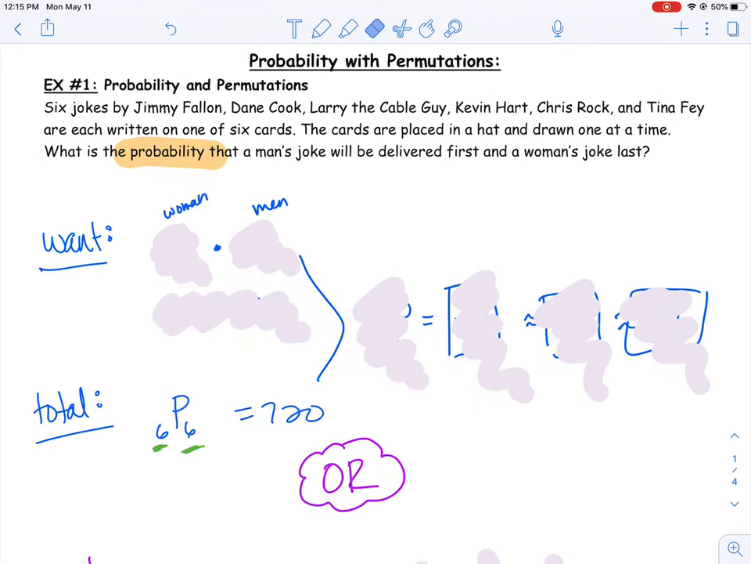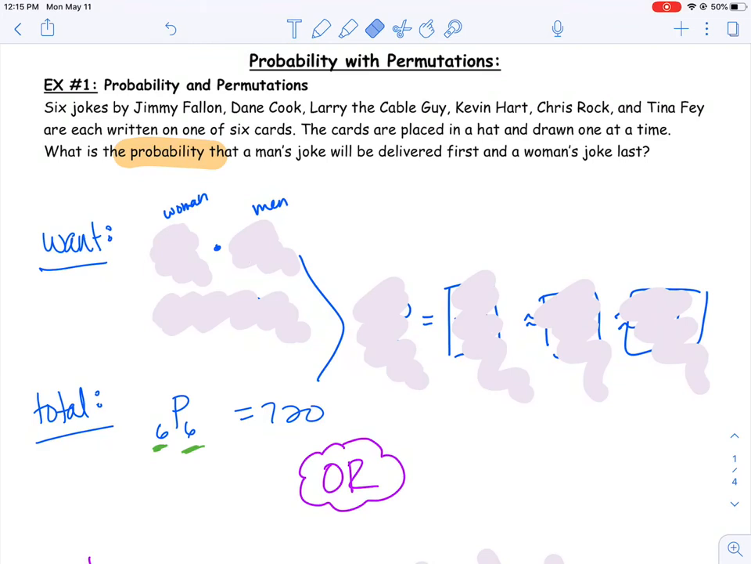Remember, we want the probability of a man's joke first and a woman's joke last. And so do you remember the bear example where we were picking bears to go to the different zoos and we wanted male bears and female bears? Well, this is the same type of idea. Because we have 2 different categories, specific things that are happening that are different, a man's joke and a woman's joke, we have to separate it into 2 different parts. We've got to think about the men part and we've got to think about the woman part, okay?